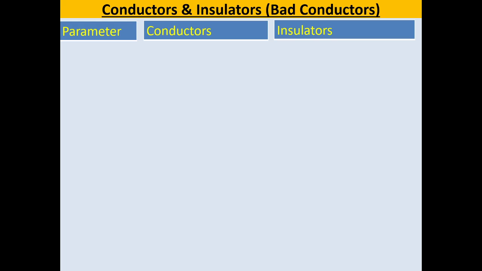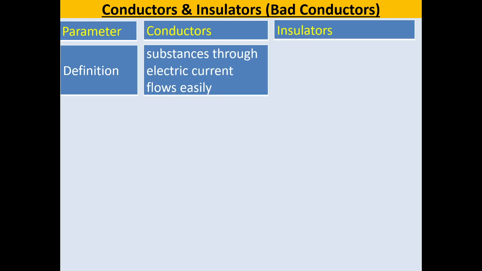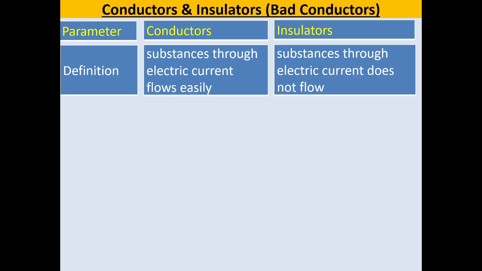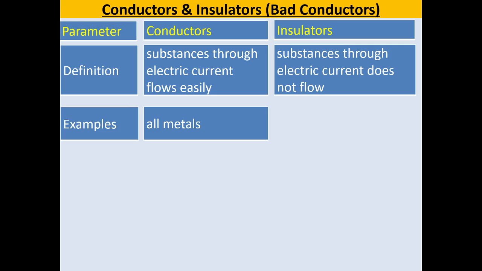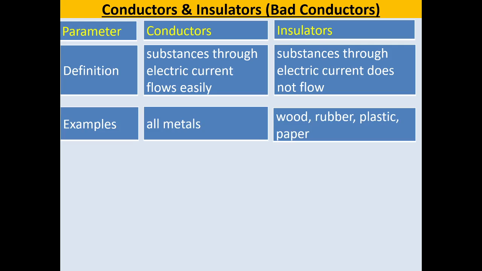Now let us have a comparison between conductors and insulators. Insulators are also called bad conductors. We will define first: conductors are the substances through which electric current flows very easily, whereas insulators are the substances through which electric current does not flow. Examples of conductors are all metals, which are good conductors of electricity, whereas wood, rubber, plastic, paper, etc. are insulators or bad conductors, and no electric current flows through them.